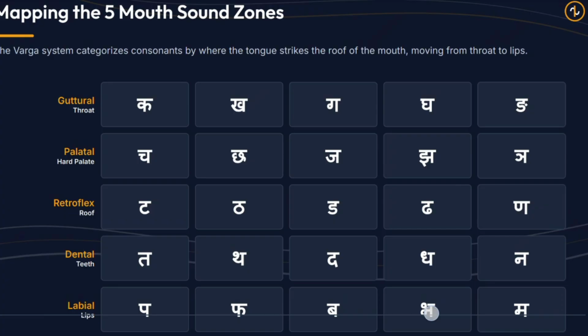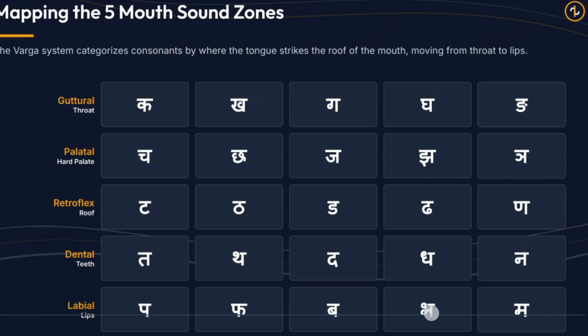the lips. If it touches the throat, it is called the ka varga. That is ka, kha, ga, gha, nga. These all touch the throat. Correct. Ka, kha, ga, gha, nga. Then the next is the hard palate. That is cha, chha, ja, jha, nya.